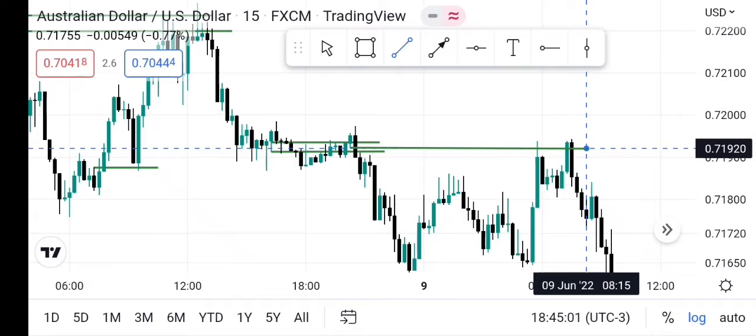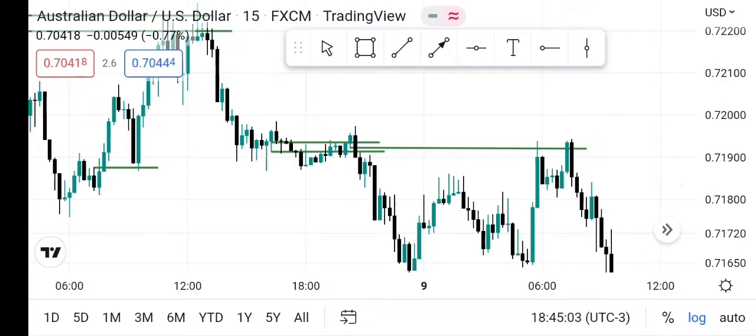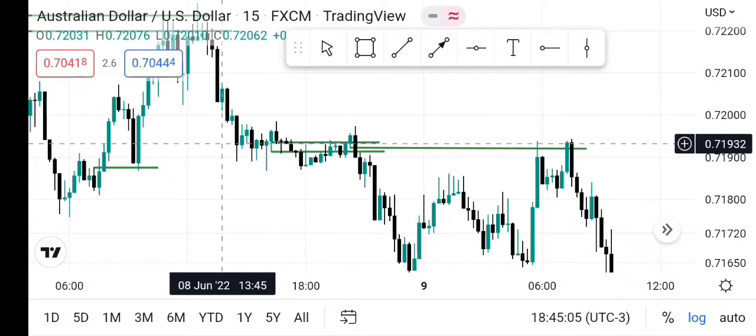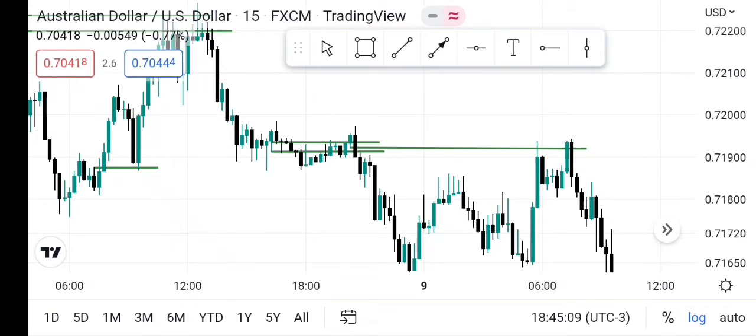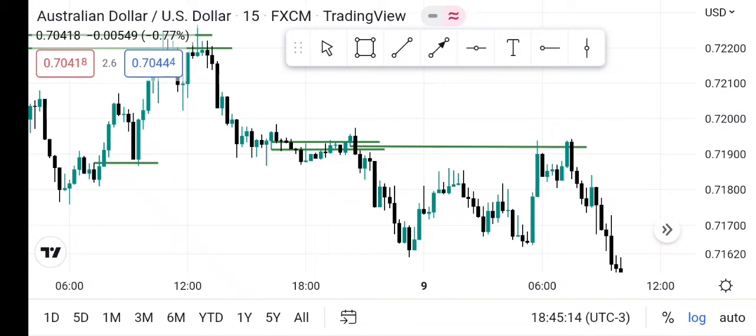See how price reacted to that zone? This is a beautiful price action. Are you seeing this? This is a beautiful price action. Look at how beautifully price reacted to that level. This is really amazing.